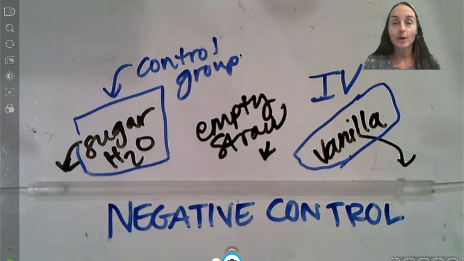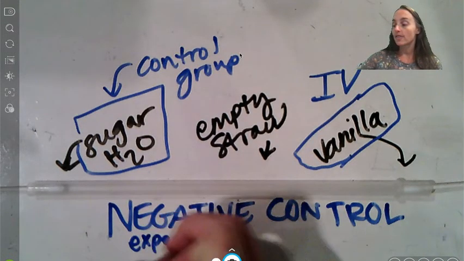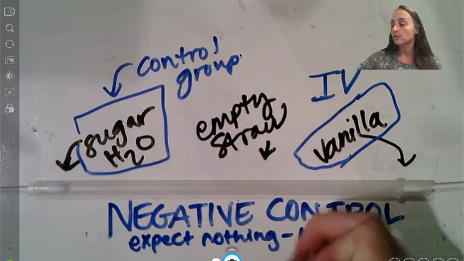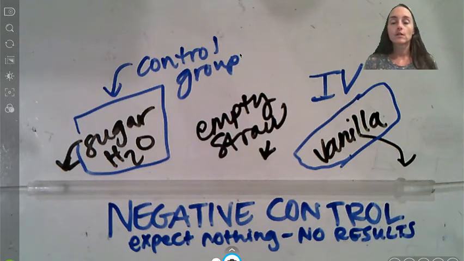There will be experiments that you need a negative control. What is a negative control? Well, a negative control, you expect nothing. No results. If I don't have fruit flies, I should get no fruit flies on either side. What if I got a fruit fly? Then something's wrong with my experiment.